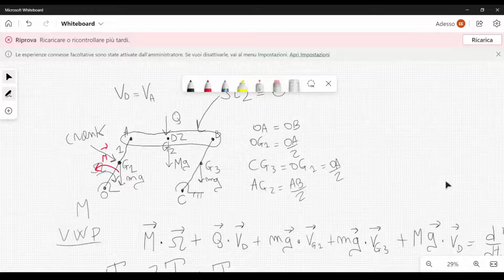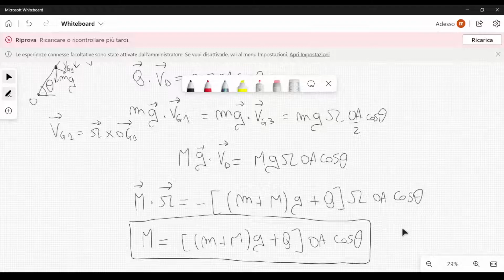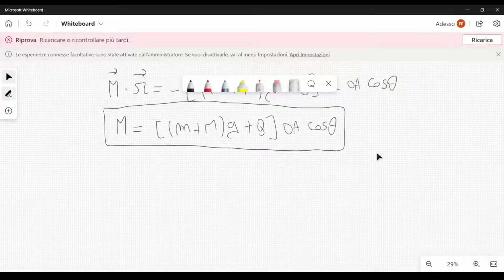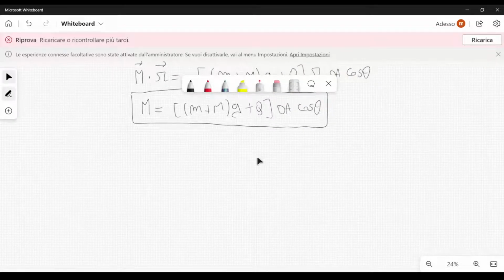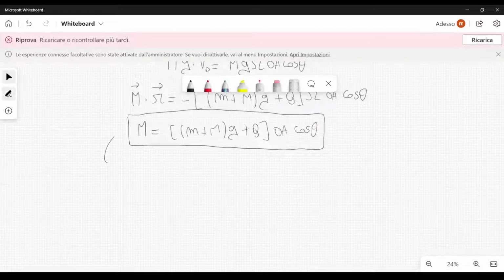And so that's the result. But I also want to show you another way of solving this problem, which is a little bit more complicated, but it won't take us too long to find the solution. We want to find the solution by using free body diagrams.